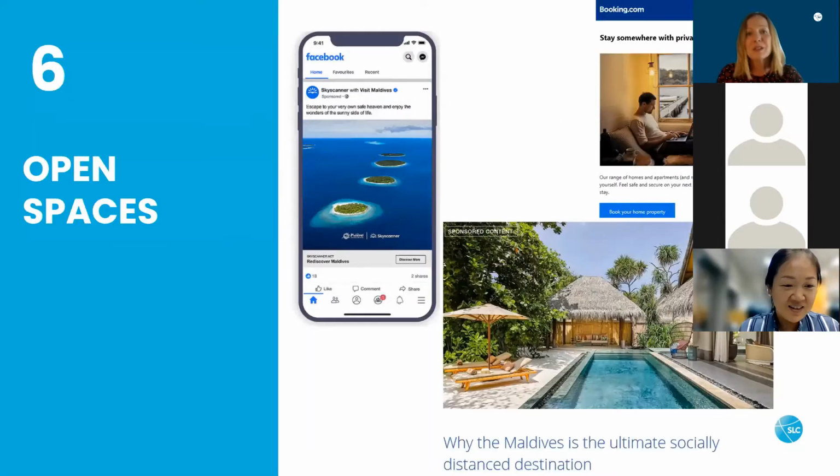Many destinations are talking about the open spaces they have. I think we've been longing for the great outdoors, to be able to be back in nature, to be able to reconnect with outside spaces, and we think that there will be a real uptick in people wanting those kind of open destinations, and certainly the Maldives as an example have jumped on that as the ultimate socially distanced destination.